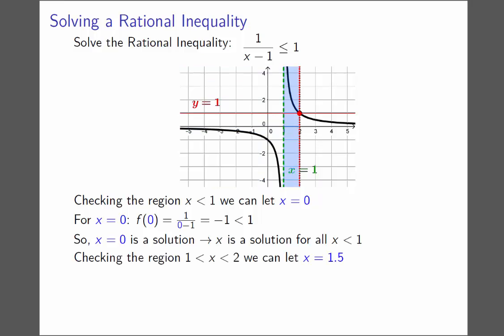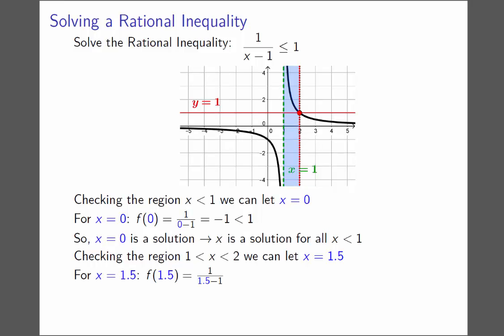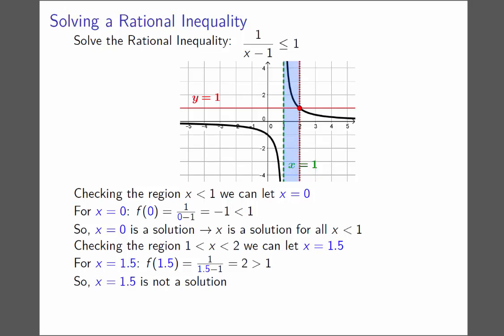For the region where x is between 1 and 2, we can pick x to be 1.5. For x equals 1.5, our function evaluated at 1.5 is 1 over 1.5 minus 1, which is 1 over 0.5, which is 2. This is bigger than 1, which means that x equals 1.5 is not a solution, and so every value of x between 1 and 2 is not a solution as well.